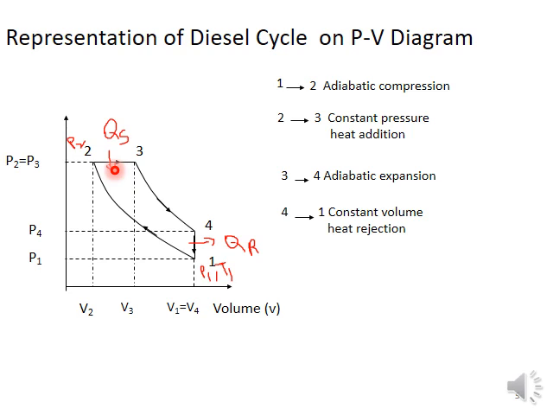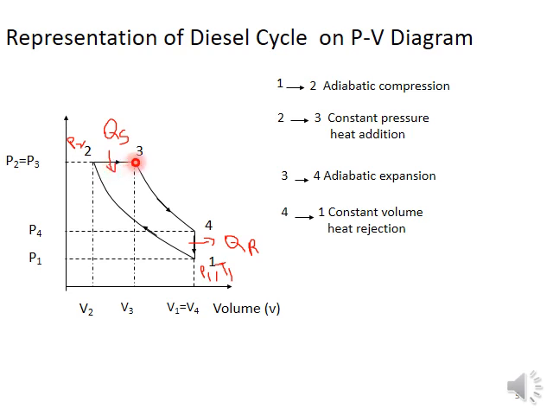After the completion of the principle of the diesel cycle, next coming to 2 to 3. 2 to 3 is constant pressure heat addition. So what will happen during constant pressure heat addition? Heat is supplied or added to the air while the pressure remains constant. Here you see that the pressure is constant. The line indicates that P2 is equal to P3, so it is called a constant pressure cycle.